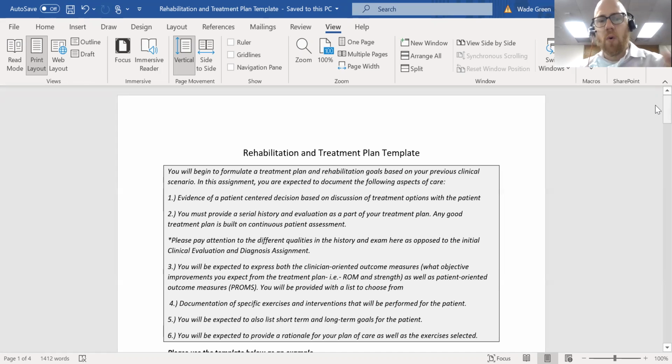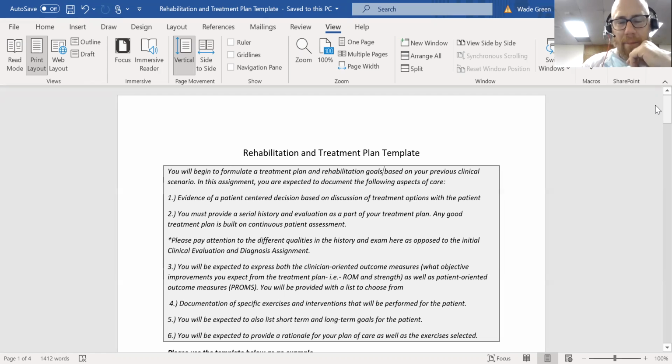Okay, so number one, evidence of a patient-centered discussion or decision based on discussing treatment options with the patient. Number two, you've got to provide a serial history and evaluation as a part of your treatment plan. I know it seems like a lot, but I promise you, with any good treatment plan, every time you see the patient, you should be assessing them, period.